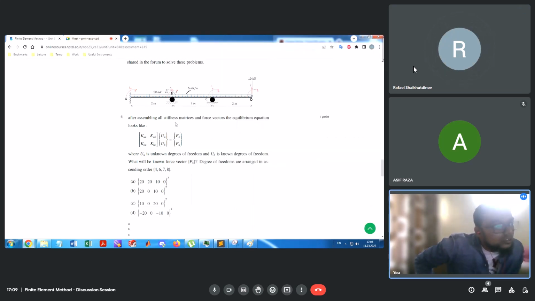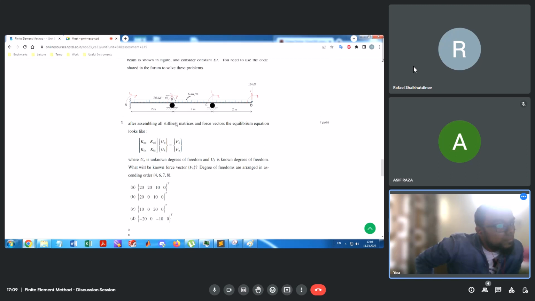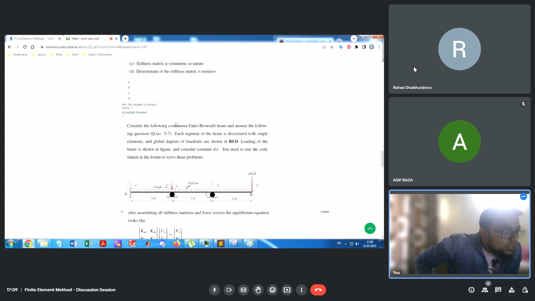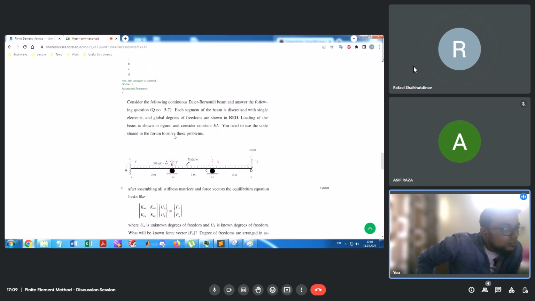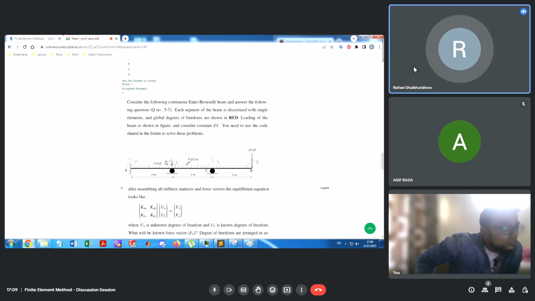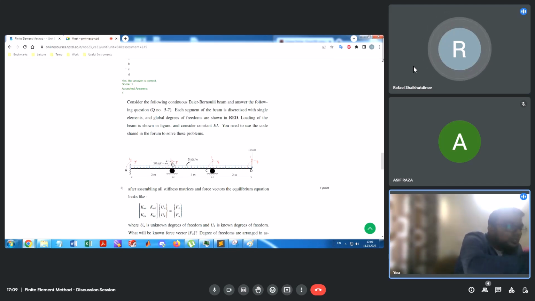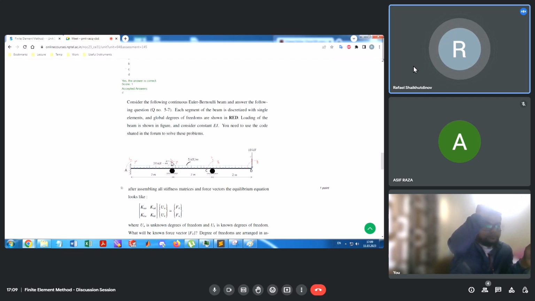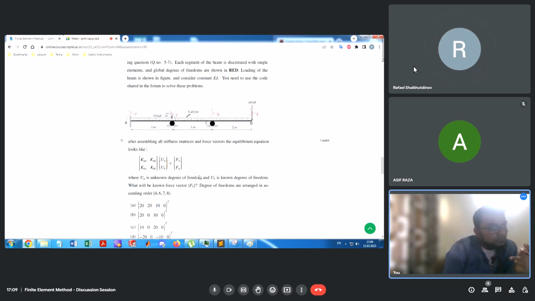Let me see. Consider the Euler Bernoulli beam, each segment of the beam is described with a single angle. No, it was my mistake. I understood after that that we need to consider it as a moment here. So that's a kilonewton meter. I was just confused here.